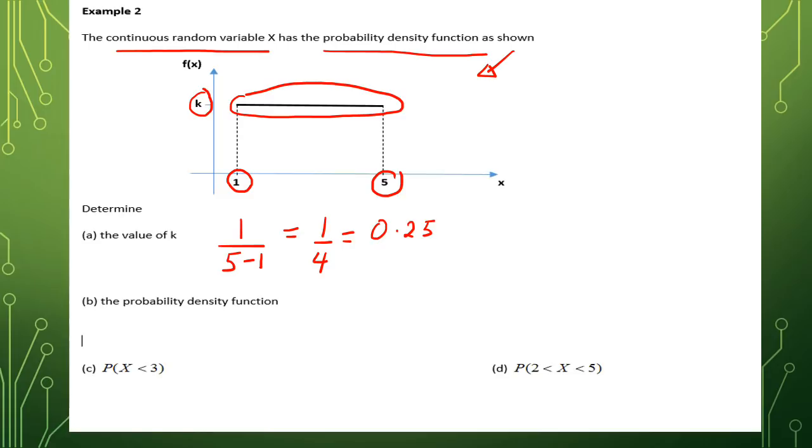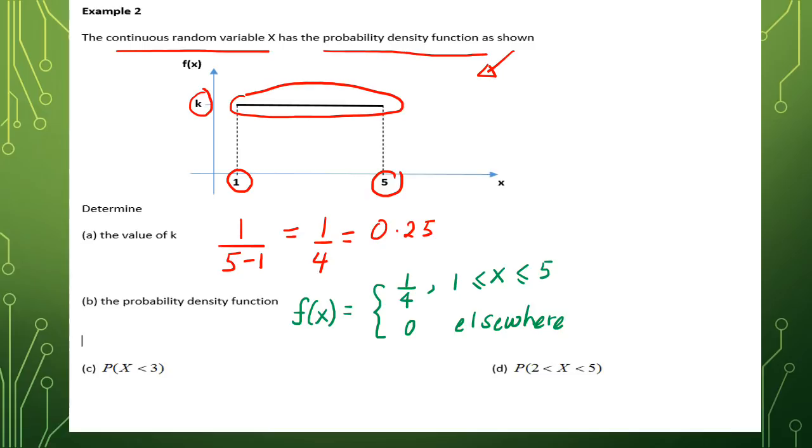Next, look at part B. Part B is asking you to find the probability density function. So now you have to write it out very clearly. The f(x) is given as, I can choose to write, 1 over 4, x is between 1 to 5, and 0 elsewhere.